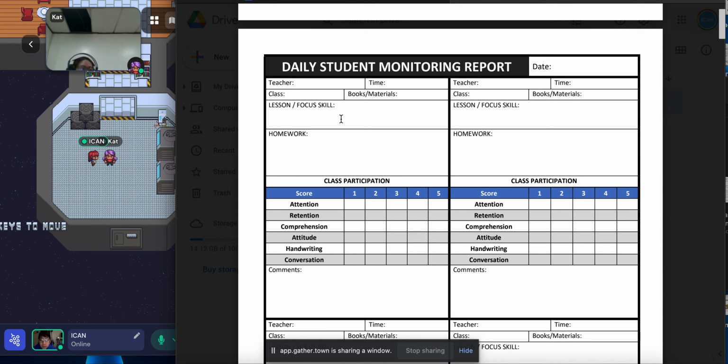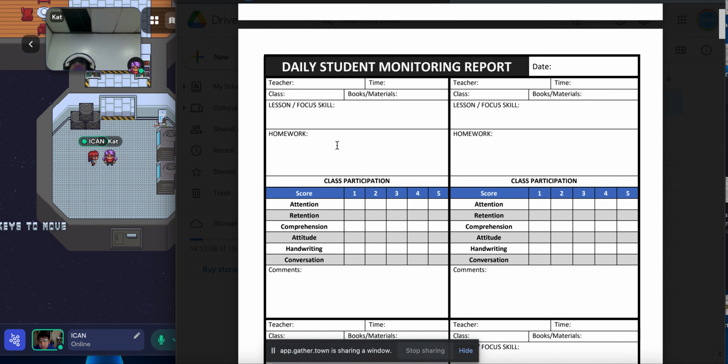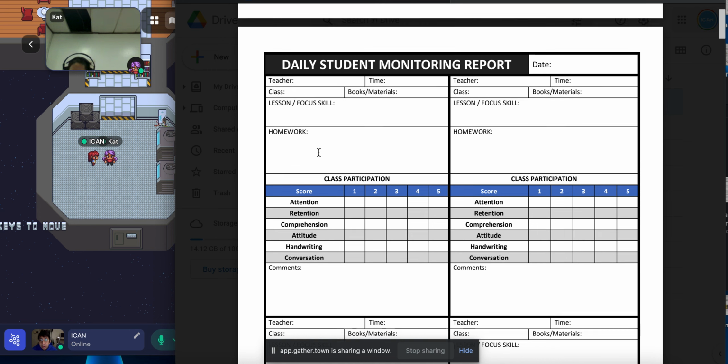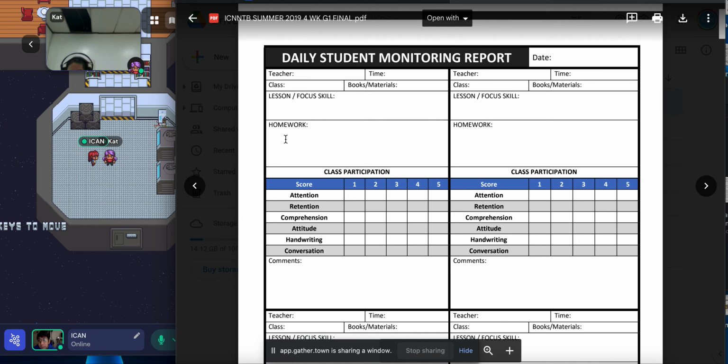For homework, again, you don't really have to write the exact homework here. If you've given homework, let's say page 12 to 13 of the book, then you just write here the name of the book and the page. So that they just know, oh, I have homework today. My teacher gave me homework. So it doesn't have to be exactly the whole thing. But if you're not using a book, maybe you can write here the actual homework, like write an essay about animals. So this is that area.